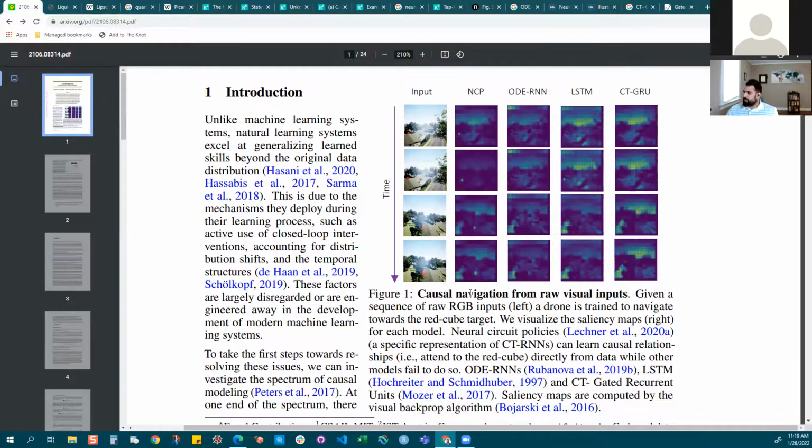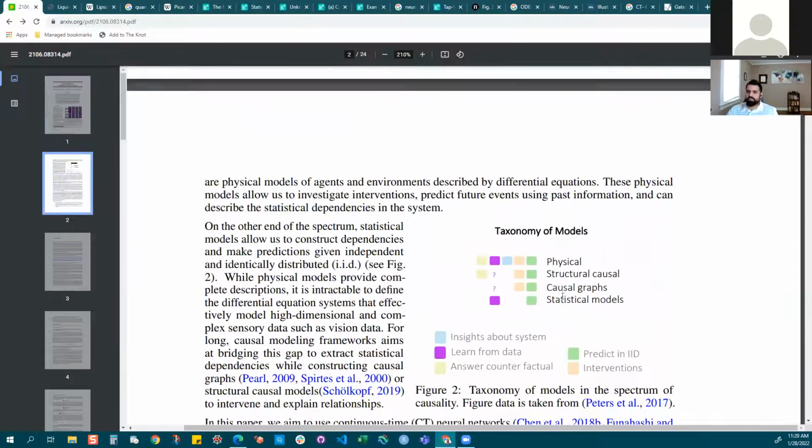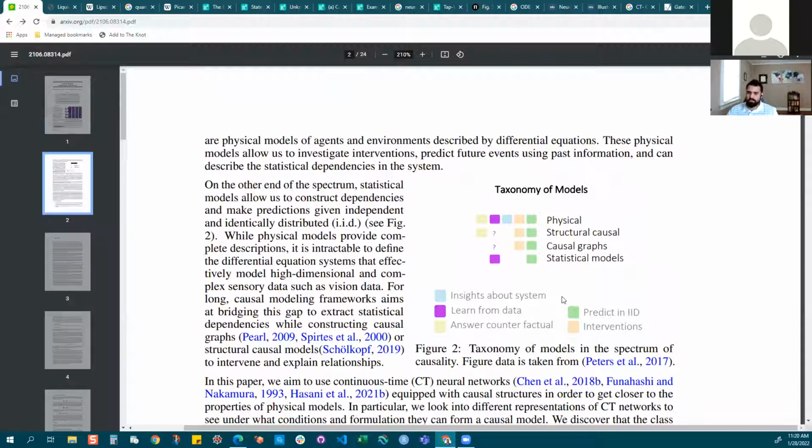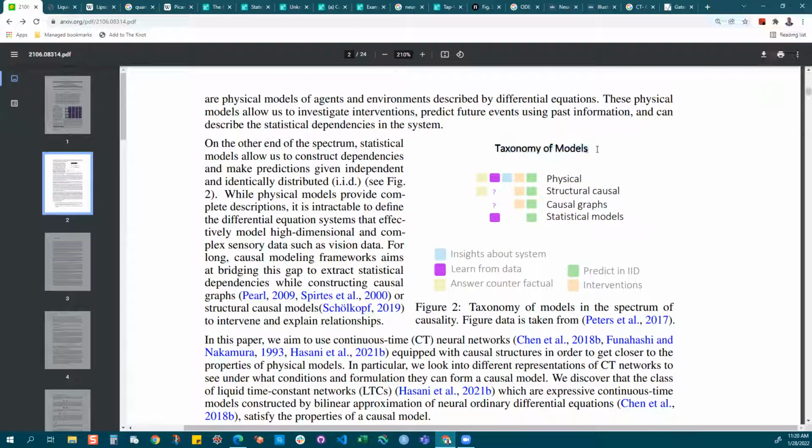Next in the paper, they talk about the causal navigation from raw visual inputs. They explain how they are using causality and how they're using causal models to train their time continuous neural network. And first they talk about different types of models that we can have in nature and in statistics. The most complete type of model they describe is the physical model.